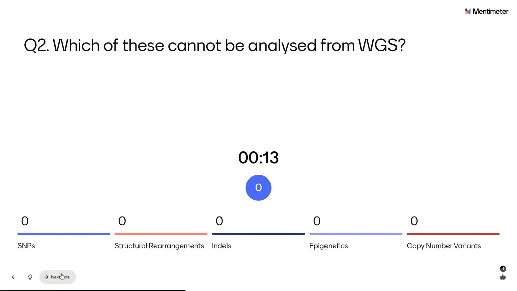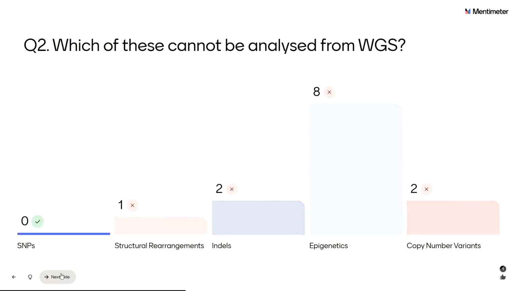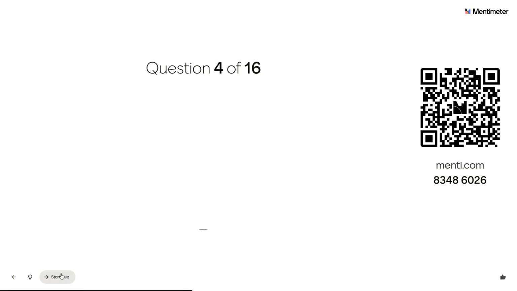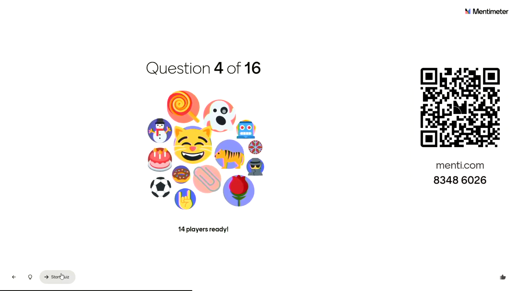Which of these cannot be analyzed through whole genome sequencing? Oh man. Which one? Oh, people are going. 3, 2, 1. Epigenetics, a lot of you got it. Well done. This is a problem. I think, hold on, I might have messed up the whole quiz. Anyway, we'll figure it out at the end.